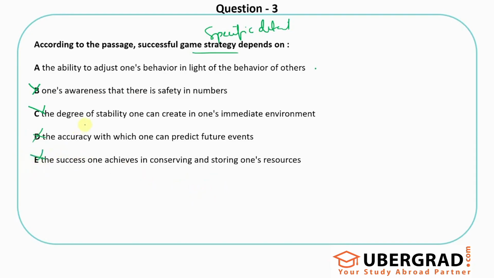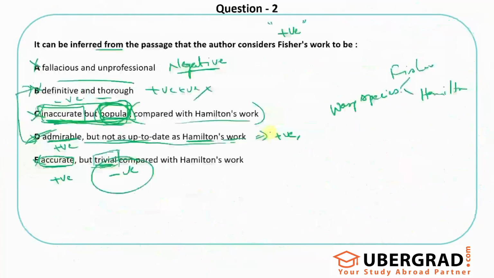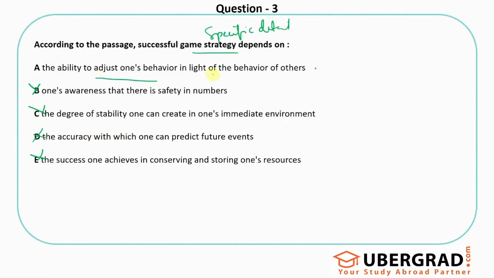So it's pretty straightforward. I still try to look if there is something slightly better than this, but I can't find anything even close to it, right? It's very clear that the best strategy to adopt depends on what others are doing. So that's pretty much it, the ability to adjust one's behavior in light of the behavior of others. That's right, it's absolutely right.